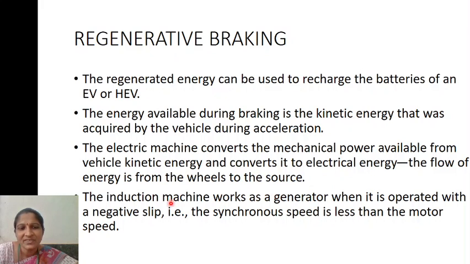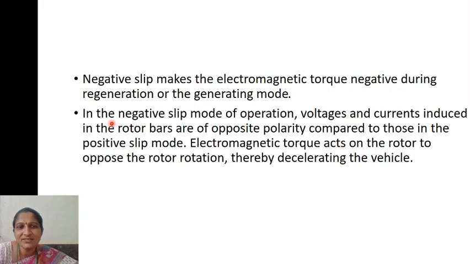to the battery. So the induction machine works as a generator now when it is operated with a negative slip. That is, the synchronous speed is less than the motor speed. So that means the electrical energy is flowing in the reverse direction, so that the battery will be recharged now. So that recharged battery can be extended for some mileage, some range. The range of the vehicle can be extended now. So the negative slip makes the electromagnetic torque negative during the regeneration or the generating mode.